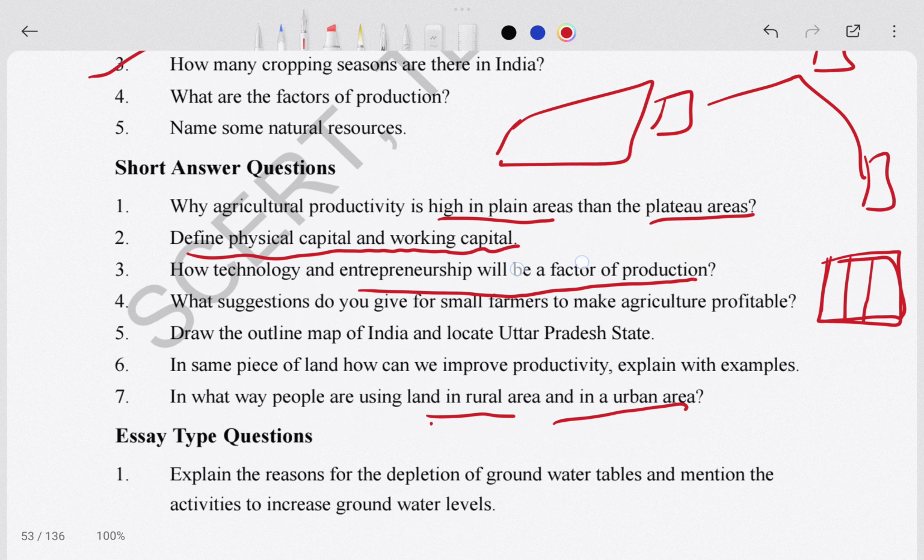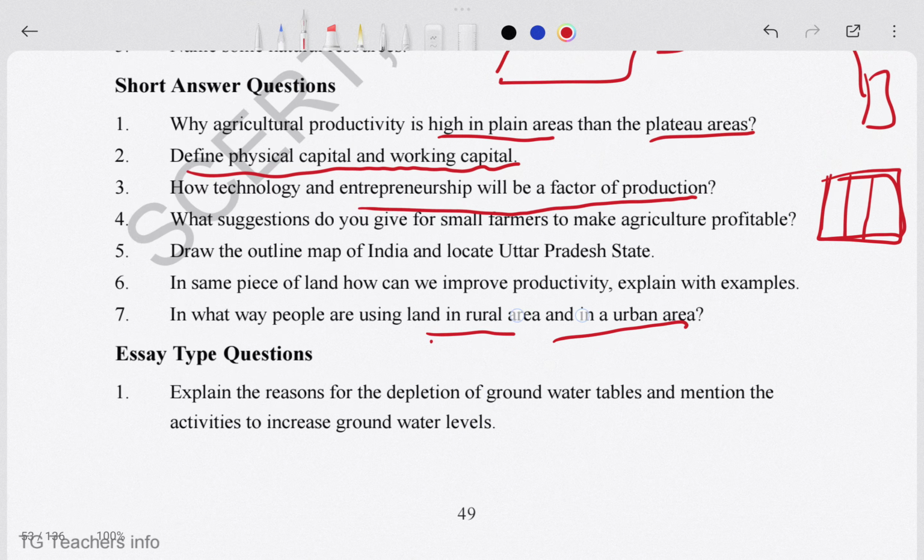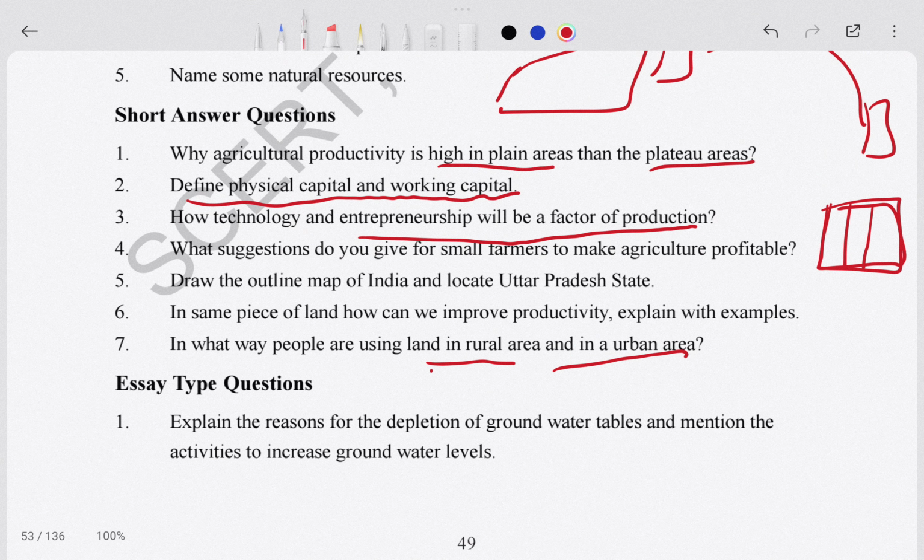Okay, so these are issues all over India. It is not in our state only. This is an easy type of question. Then: explain the reason for the depleted groundwater tables and mention activities. I don't think it will come in your examination. Okay, so I hope you will understand these questions and understand whether this is important or not.